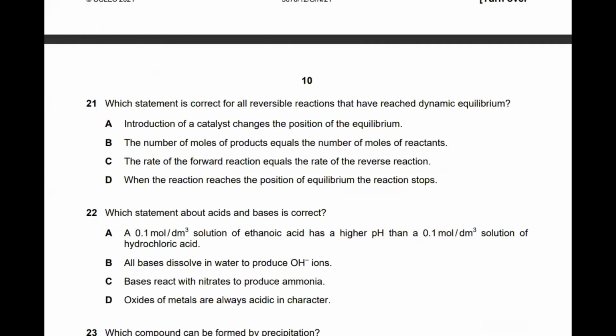Moving ahead to question number 21: which statement is correct for all the reversible reactions that have reached dynamic equilibrium? So what is dynamic equilibrium? We need to understand that first. Dynamic equilibrium is a state of a reversible reaction where the speed of the forward reaction is the same as the speed of the backward reaction. Number two is that at dynamic equilibrium, the amount of reactant and the amount of product remain unchanged. So it's seen from outside that there is no reaction taking place.